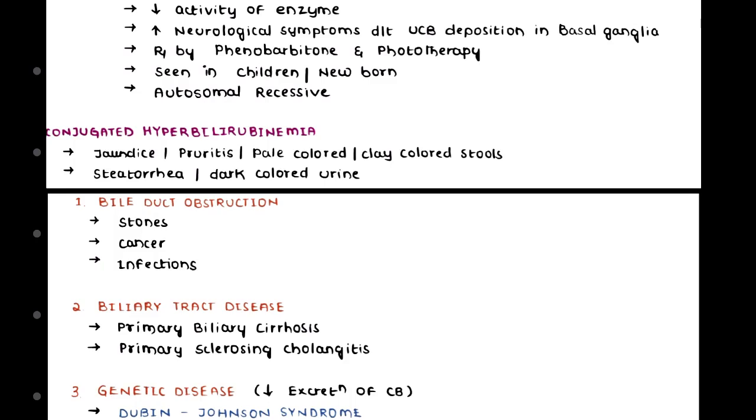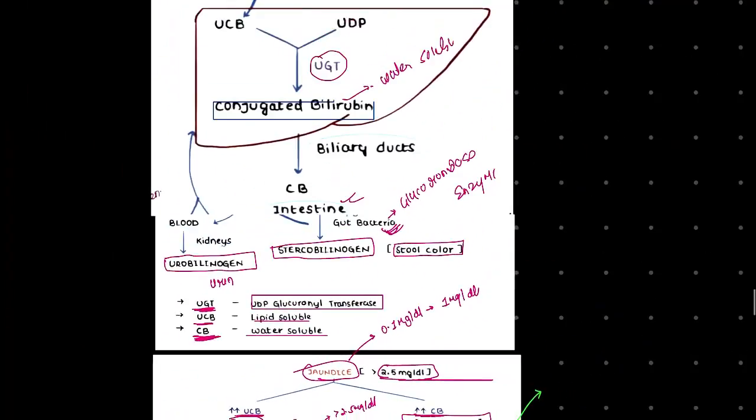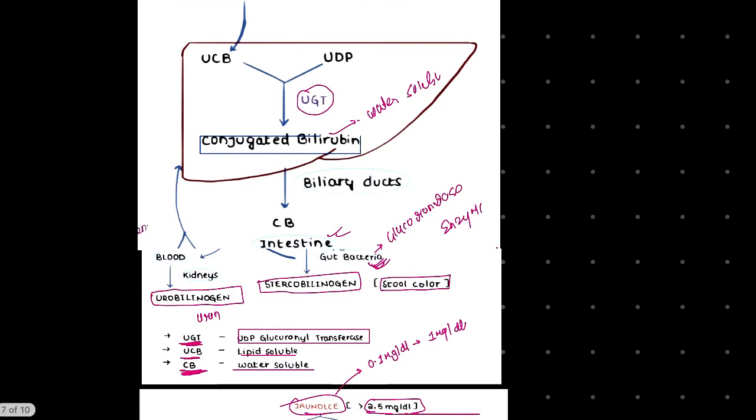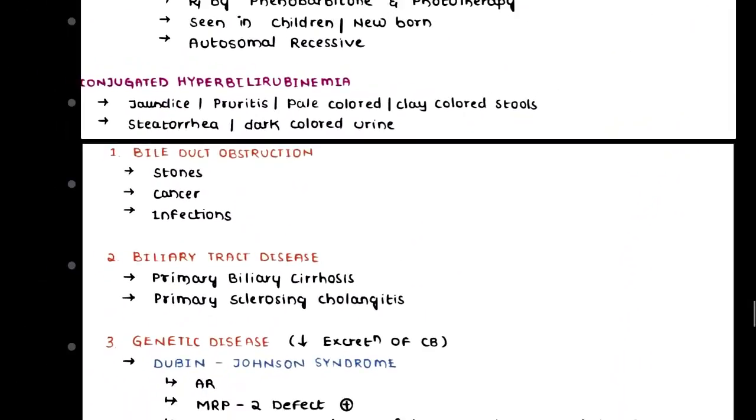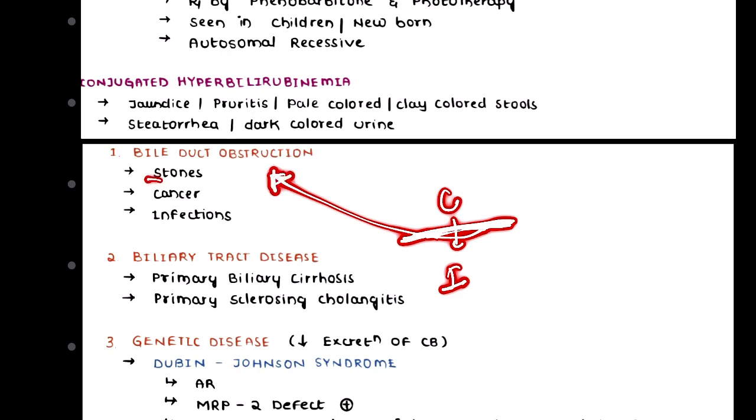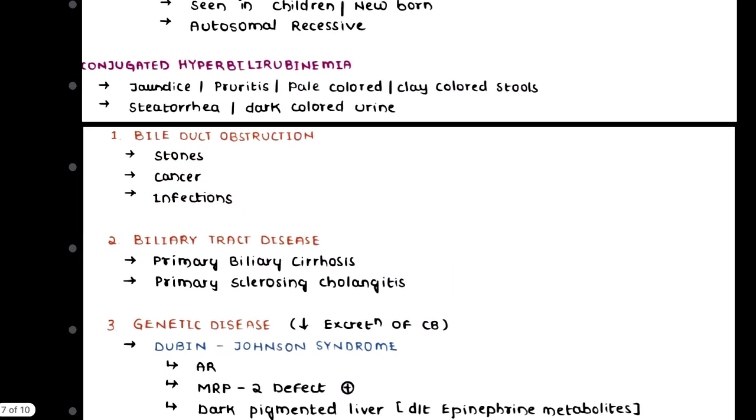Now what is the cause of conjugated hyperbilirubinemia? It is because of a defect in this region. One major cause is bile duct obstruction. Since the bile duct helps in passage of conjugated bilirubin into the intestine, when the duct is obstructed because of stones, cancer in elderly people, or infection with liver flukes, there will be conjugated hyperbilirubinemia.